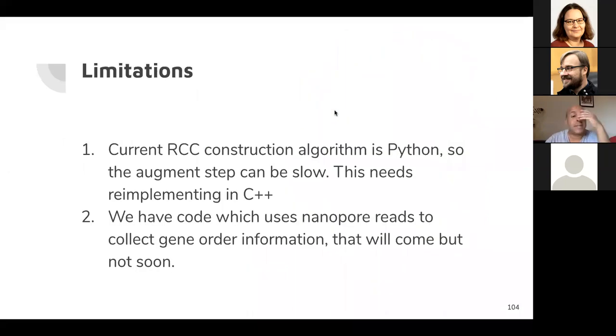I should point out some limitations of where we are at the moment. Our multiple sequence alignment to graph construction algorithm is in Python. That augment step is slow, and we're about to convert that to C++. We also have code which uses nanopore reads to collect gene order information, and that will come, but not in the immediate future.